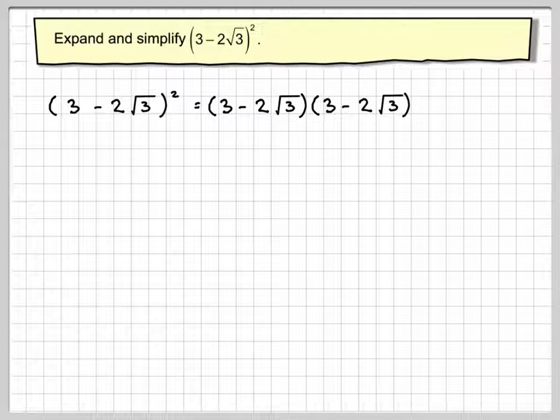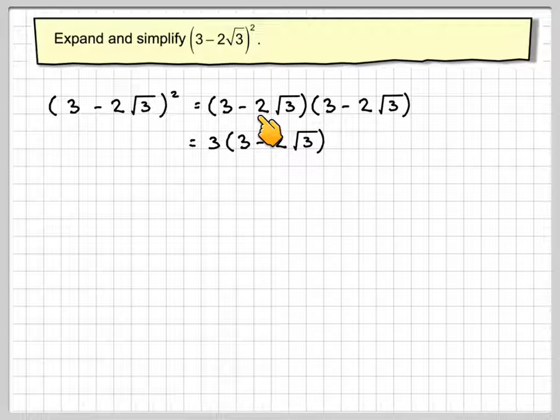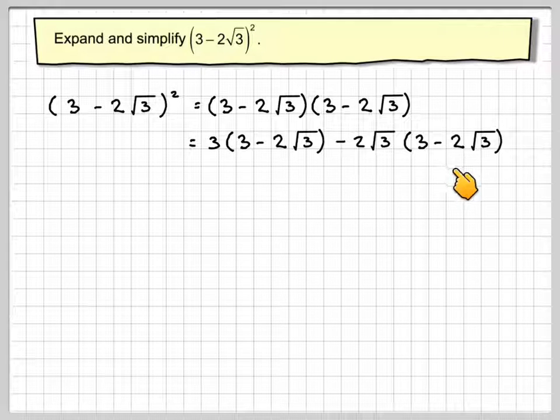Now, depending on how you expand brackets, I like to use this method. So I'm going to do 3 times that bracket, so 3 times (3 minus 2 root 3), and then minus 2 root 3 times that bracket, minus 2 root 3 times (3 minus 2 root 3). And now what we're going to do is expand.